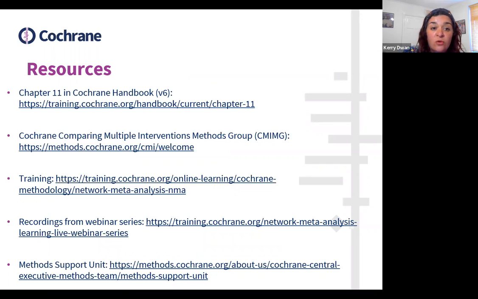So these are just some resources. We've got chapter 11 in the Cochrane Handbook, which is a really good overview of network meta-analysis. And Cochrane's Comparing Multiple Interventions Methods Group have their own website with resources and references. If you have a Cochrane account, there is an online module on network meta-analysis on Cochrane Training. And I think it was a couple of years ago now, we organised a webinar series on network meta-analysis, and this is available for free on the Cochrane Training website as well.